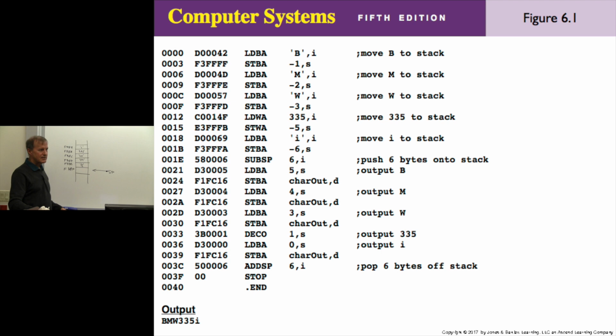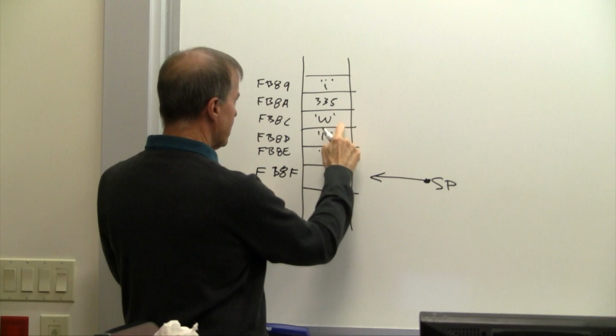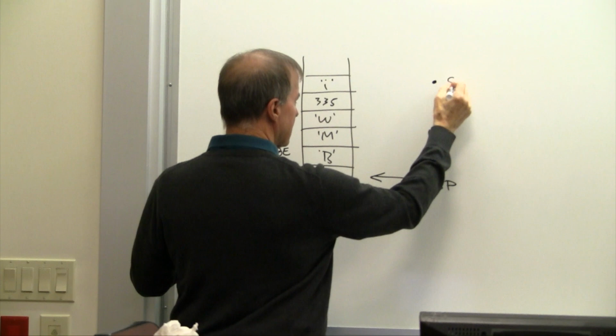Do you see what I'm saying? So what is it saying there? Subtract stack pointer what? 6 immediate. Now what does that do? So here's 1, 2, 3, 4, 5, 6. So after that, where's the stack pointer? The stack pointer is here. Now that's what does the push.